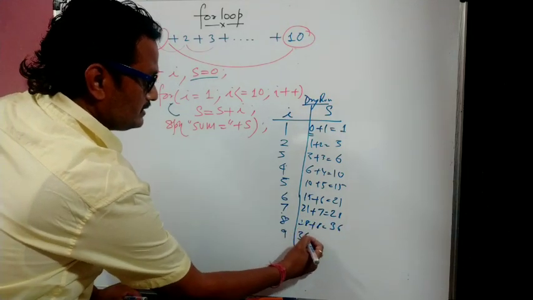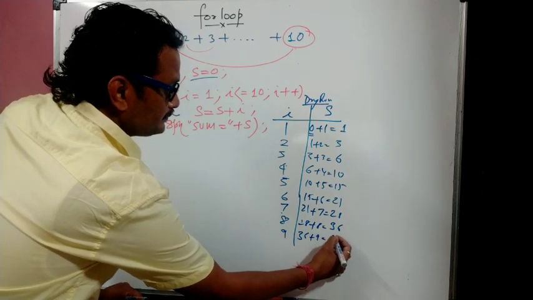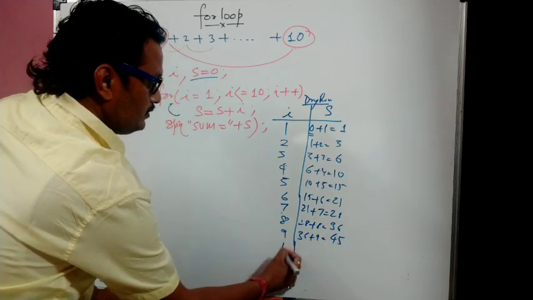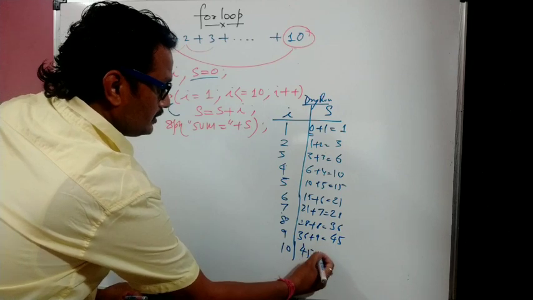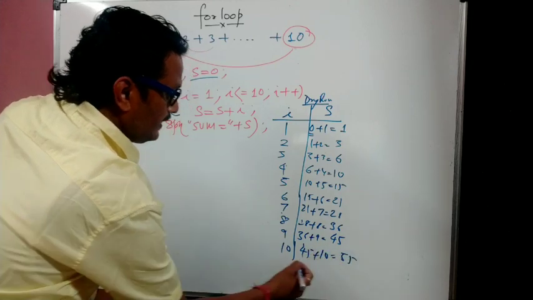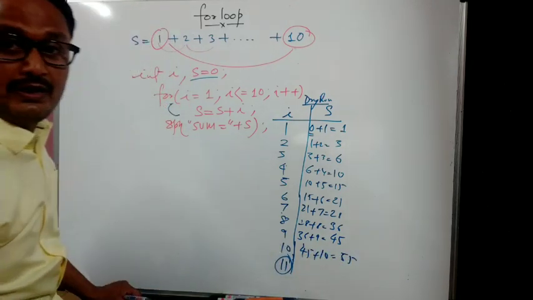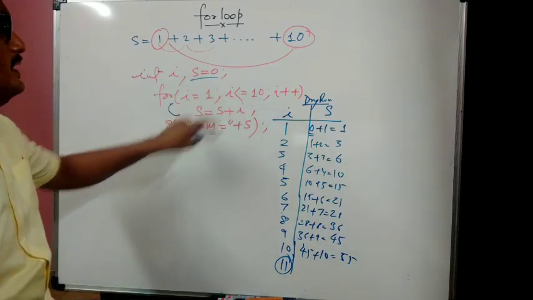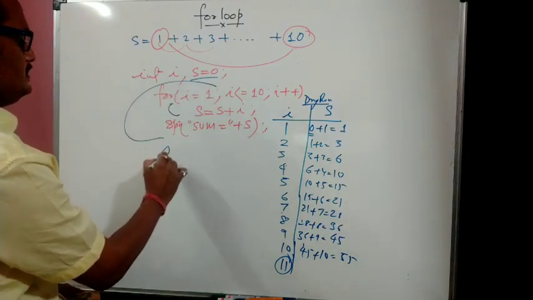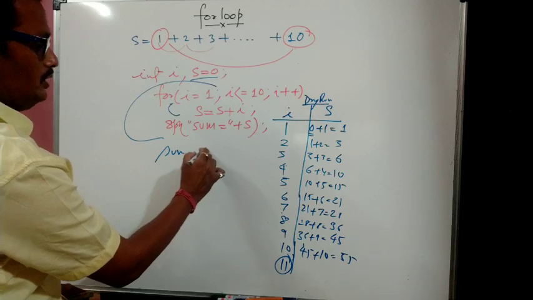When this is 9, 36 plus 9, 45. When the value of i will be 10, that is 45 plus 10, 55, and when the value of i will be 11, the condition becomes false. Exit from the loop and it will print. Your output will be sum equal to what? 55.